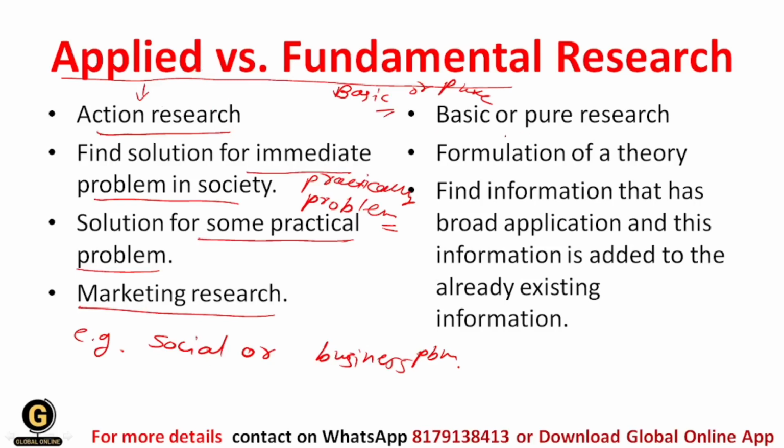Now let us see what is fundamental research. It is basic or pure research. This is because we are doing generalization or formulation of theory which is already available. So let us see the difference. Here we are doing the analysis of the theory which is already available, and there we are doing immediate actions to find the solution to a problem in society. So this is action oriented research and this is theory oriented research. Here there is no involvement of action.